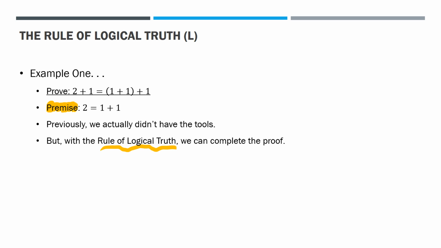For line 1, we simply have our given premise, that 2 is equal to 1 plus 1. And that's the only premise we're given. We're not given the premise, for example, that 2 plus 1 is equal to 3. We're not given the premise that 3 plus 2 is equal to 5. We're only given this premise, 2 is equal to 1 plus 1, and that's it. What should we do next? Let's try the rule of logical truth.